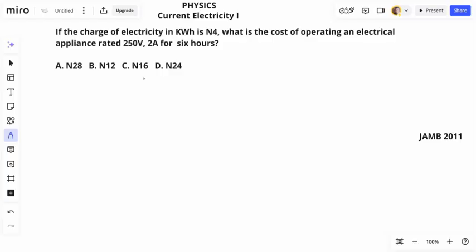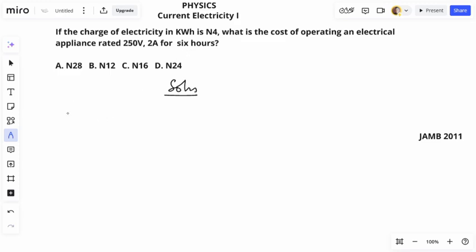Of electrical energy. This question says, if the charge of electricity in kilowatt hour is 4 naira, what is the cost of operating an electrical appliance rated 250 volts, 2 amps for 6 hours? So we are going to calculate the cost of running an electrical appliance that has these ratings for 6 hours.